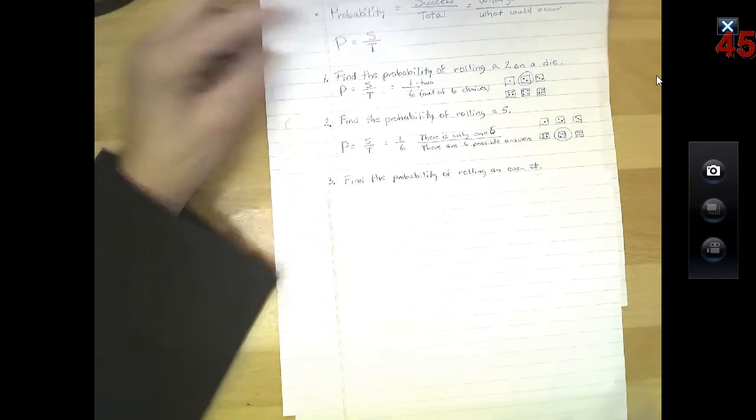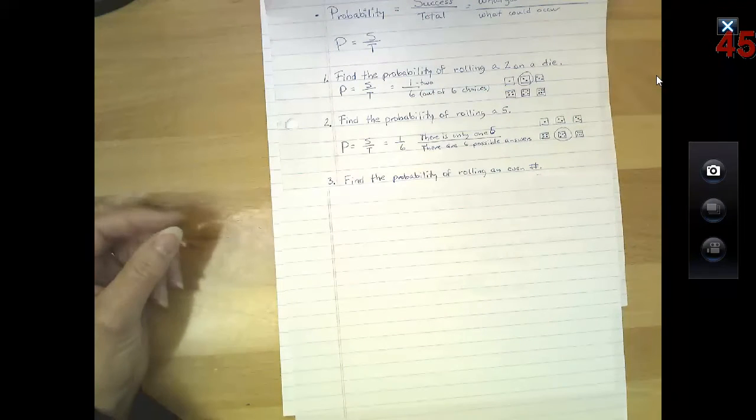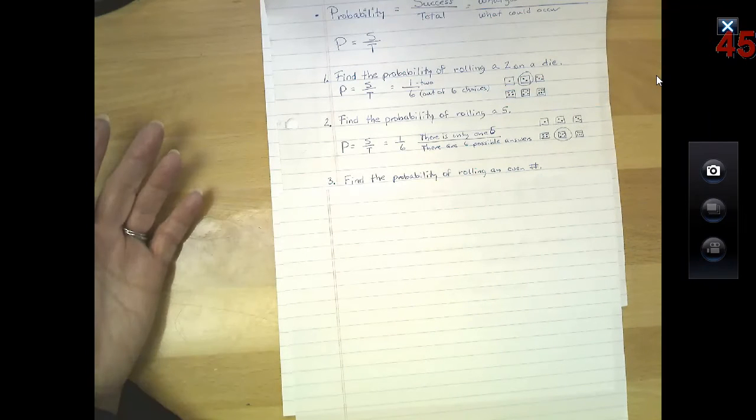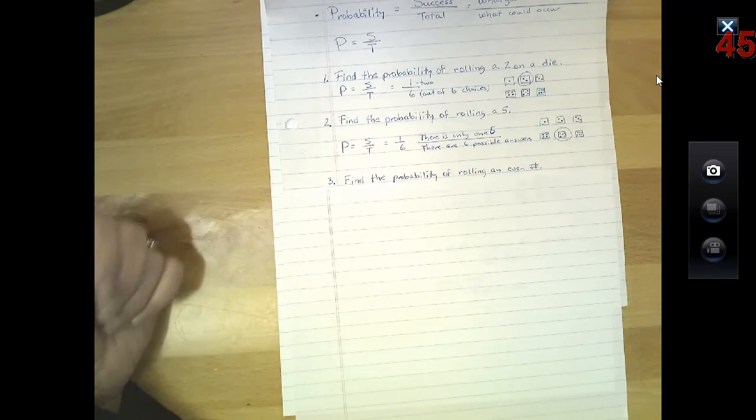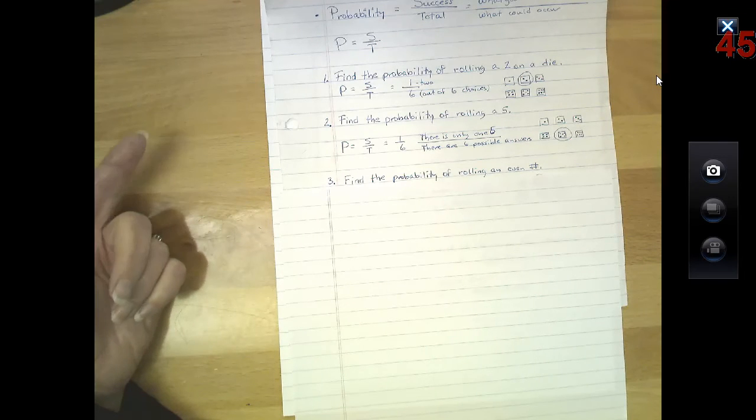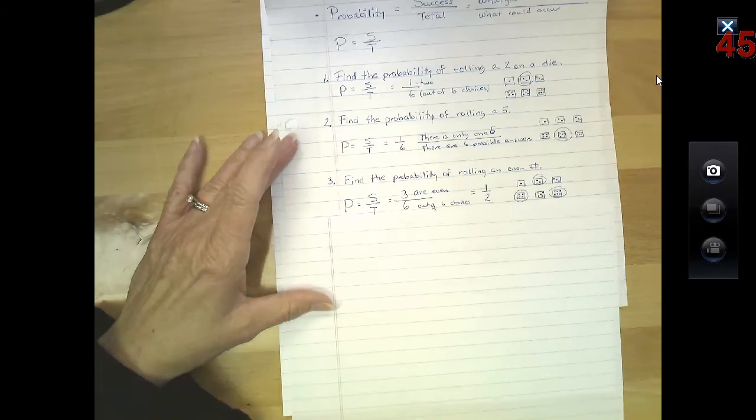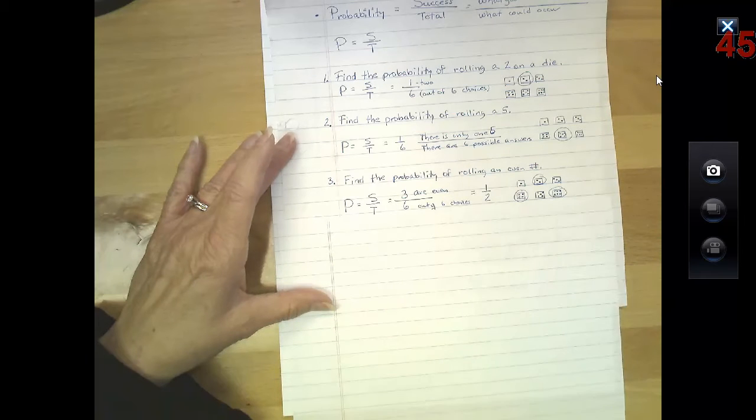Find the probability of rolling an even number. Now think about the die. How many even numbers do you have? 2 and 4 and 6. So you've got 3 that might be even.